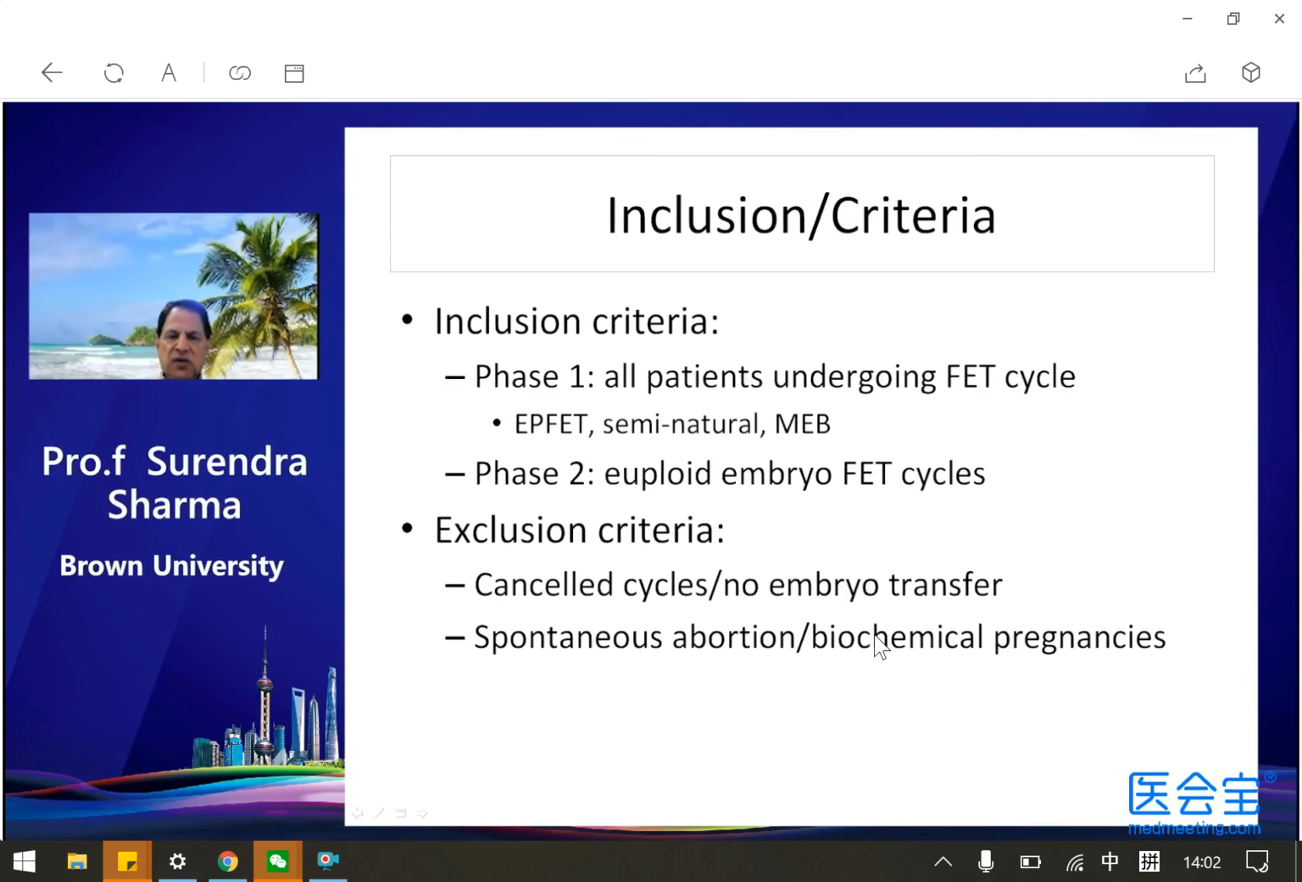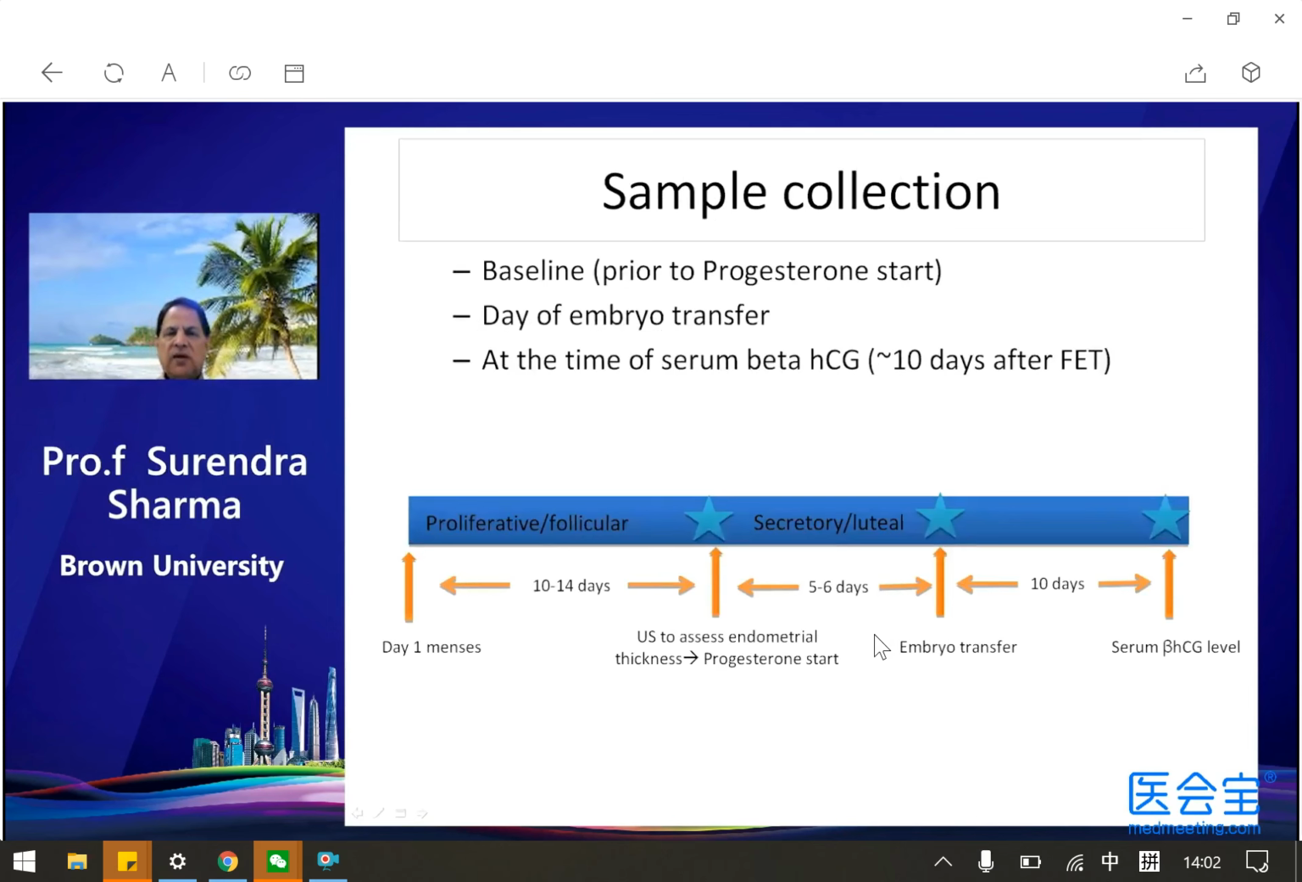These are the inclusion and exclusion criteria. Inclusion criteria: phase 1, all patients undergoing FET cycle; phase 2, euploid embryo FET cycles. Exclusion criteria: cancelled cycles, no embryo transfer, spontaneous abortion, or biochemical pregnancies.